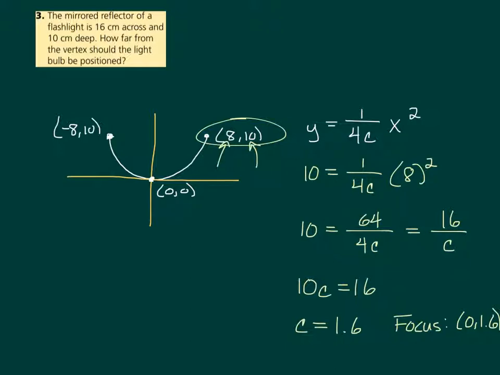They asked, how far from the vertex should the light bulb be positioned? And that distance is 1.6 centimeters.